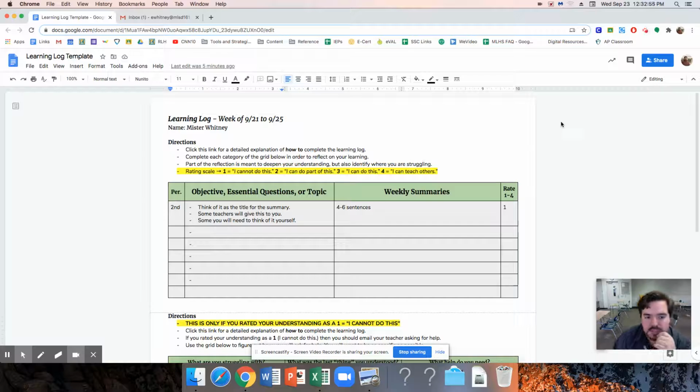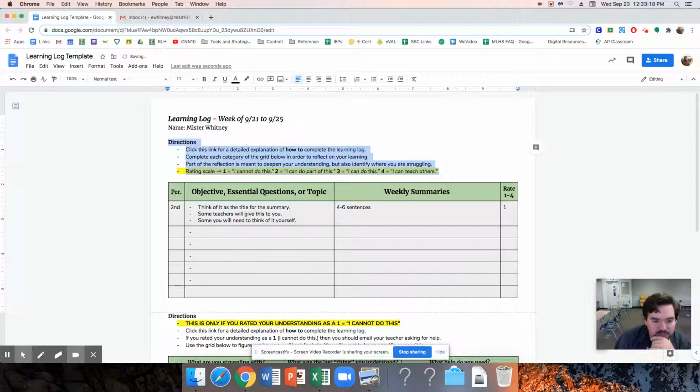Okay, so this is the detailed explanation of how to complete a learning log. So first off, you're going to want to make sure you put in the date. This week, Monday was the 21st, Friday was the 25th. Type it in just like that, please. And make sure your name's underneath it. And then here's the directions.